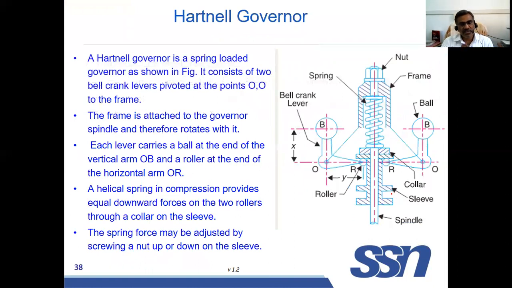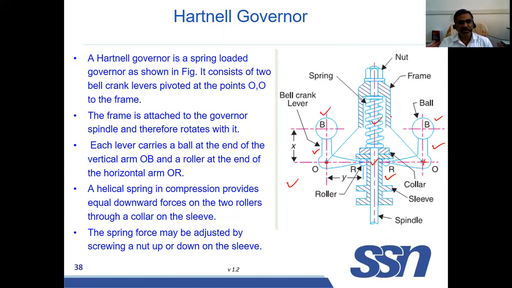Now we are going to discuss the Hartnell governor. So this is the Hartnell governor. Here we have the sleeve. Here we have the bell crank lever, pivoted at this point. Another bell crank lever is pivoted at this point. One end is pivoted at the axle, and at the other end we have the ball. Here also we have a ball, and we have a spring here.